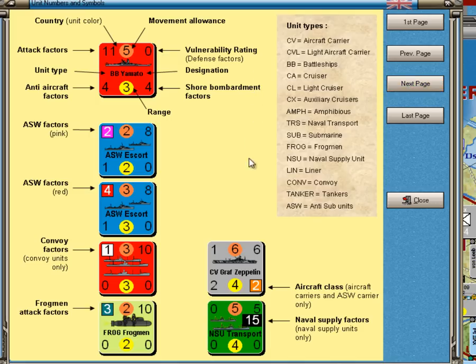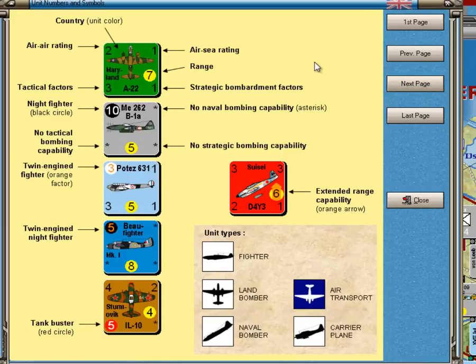Third in this group are the naval units. Again, here are all the abbreviations and what they mean and what all the numbers are about. And then there are a couple pages for the air units. Here are the silhouettes and what they indicate in terms of fighter, land bomber, naval bomber, etc., and what all the numbers mean, as well as the special coloring for night fighters and twin engines.